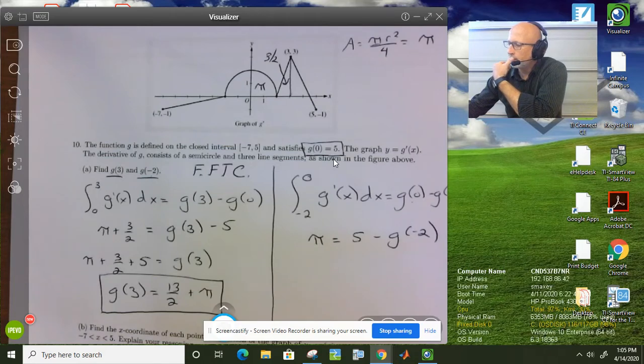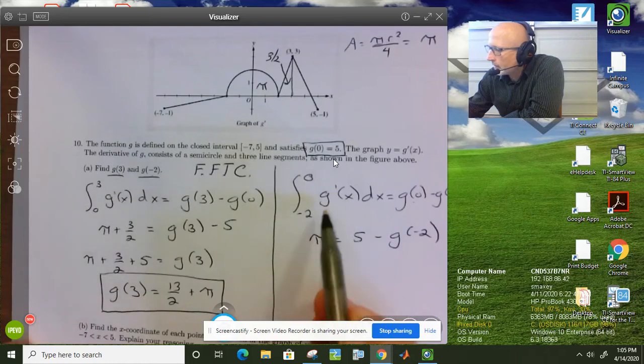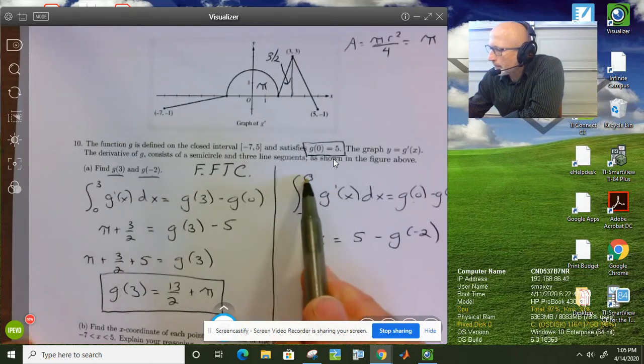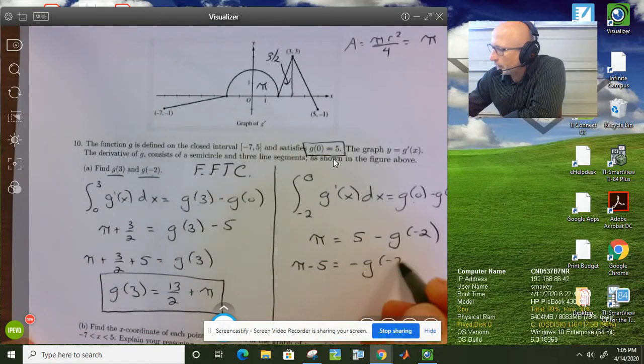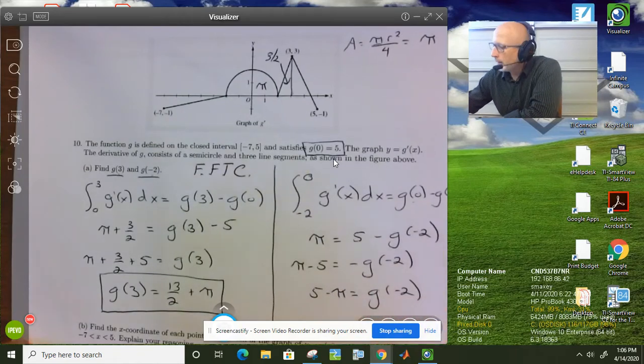Sorry, I just want to make sure I'm telling you the right thing. So g prime of x, I'm going to go from negative 2 to 0, and so that's that to g of 0. Yeah, so I'm good. So subtracting it over, I have pi minus 5 is equal to negative g of negative 2. So 5 minus pi is equal to g of negative 2. And that's the other one.